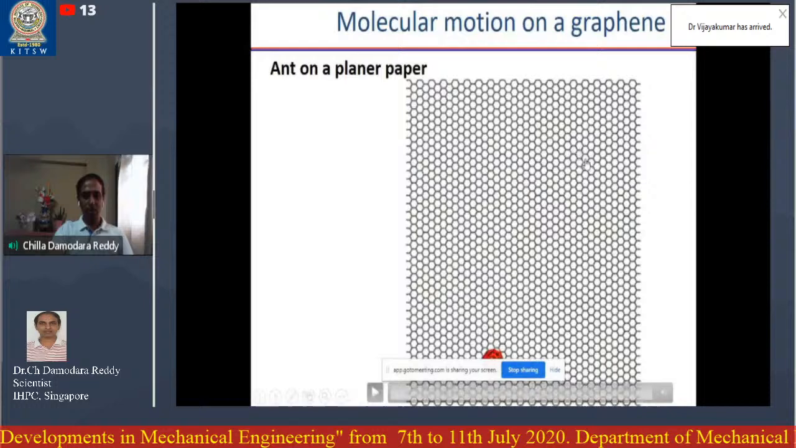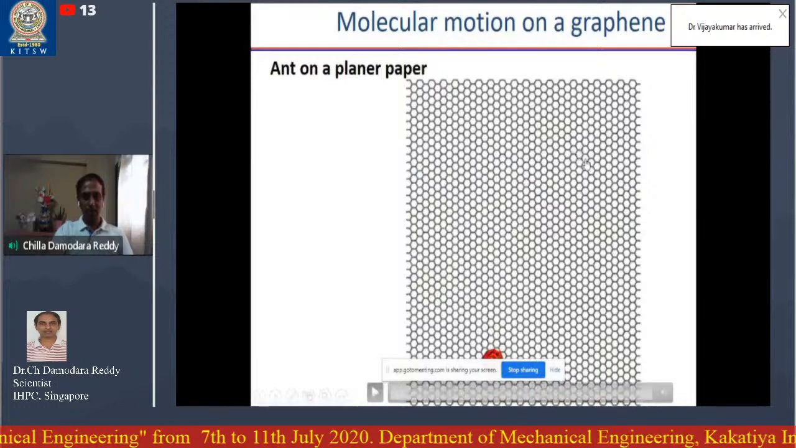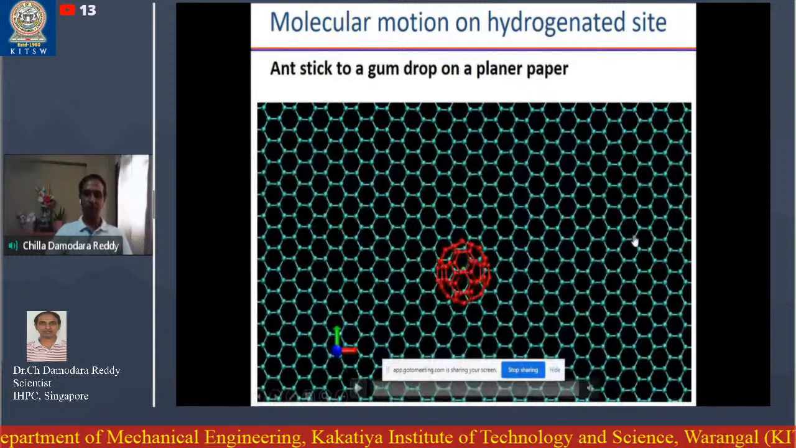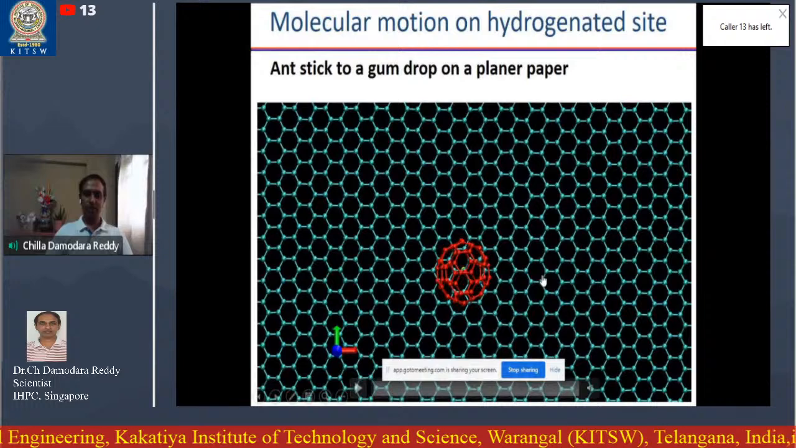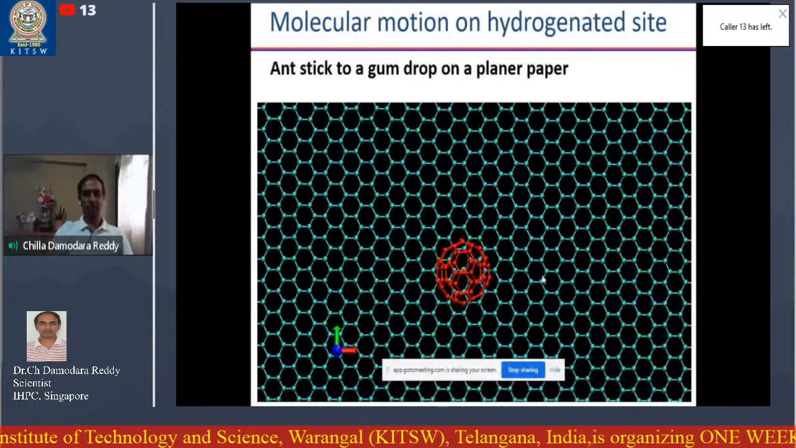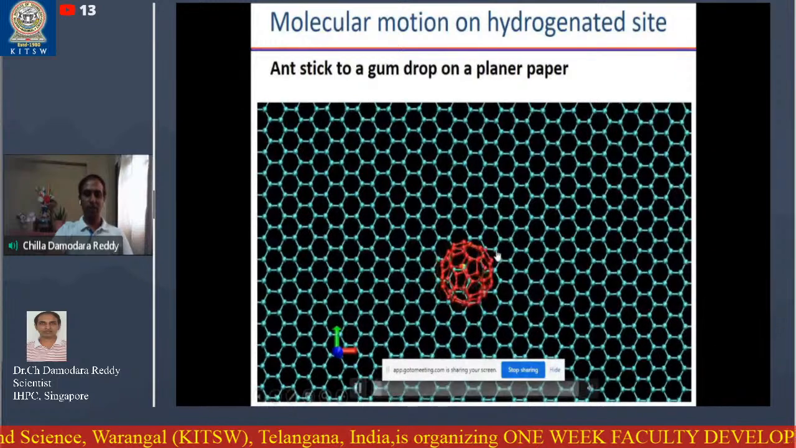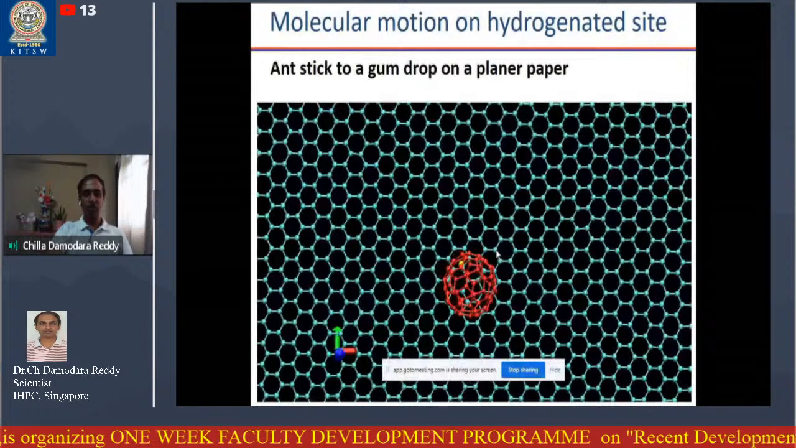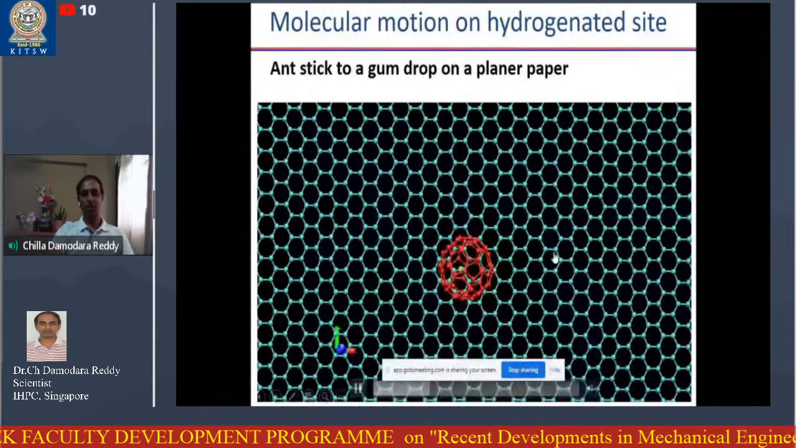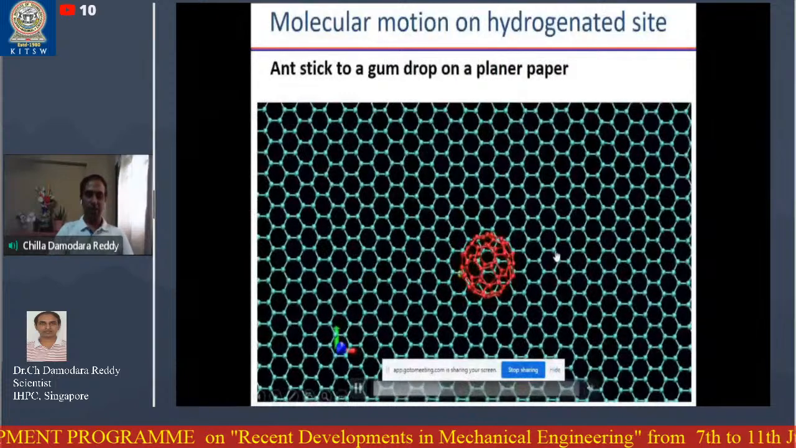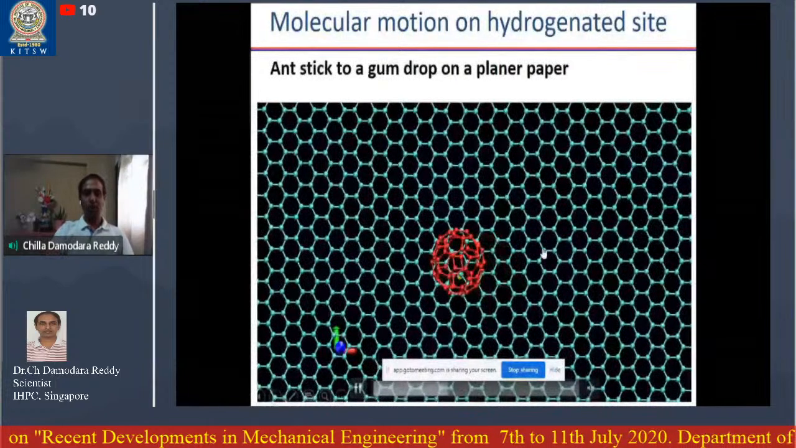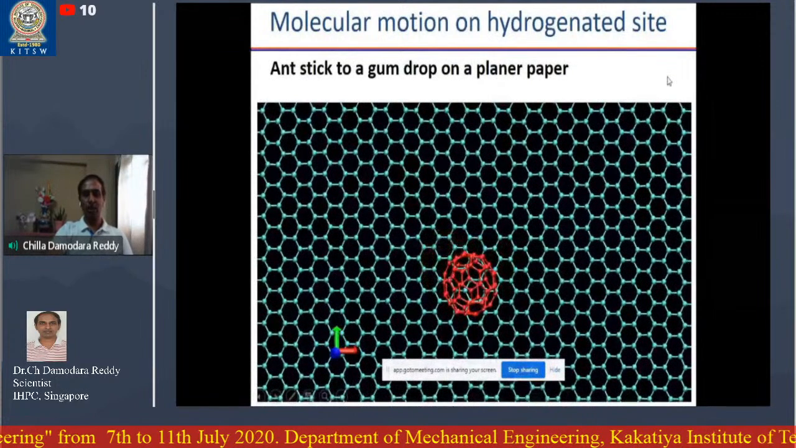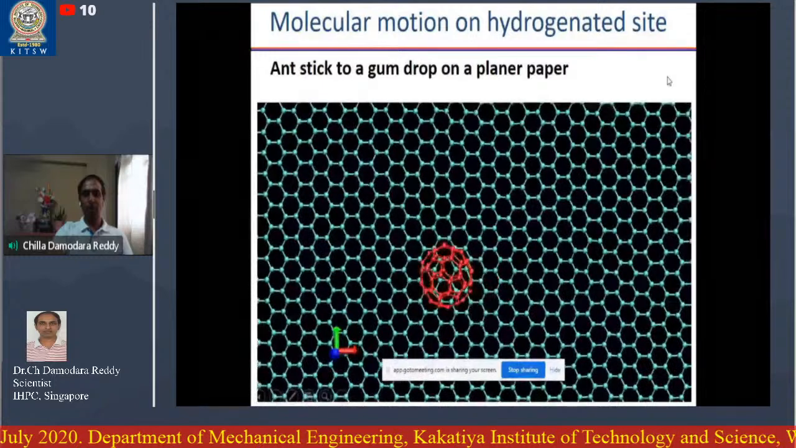And here, behind this one, I put one hydrogen atom. If you have some contamination on the graphene sheet, then this C60 ball is going to stick there. It won't come out until a certain temperature. Here, even if we applied up to 300 Kelvin, it's not able to come out from that place. That means it's creating energy wells in those places so that it sticks there. Whenever you want to release it, just remove the hydrogen atom behind it, then automatically it will be released and go to the other place.